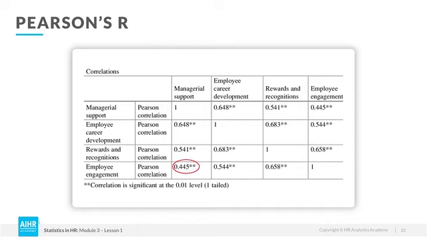Employee engagement is moderately correlated with managerial support, at a Pearson's R of 0.445 and a p-value of, again, less than 0.01. The other variables are, similar to employee career development and managerial support, also highly correlated with one another with a p-value of less than 0.01. The top right corner of the table is a direct mirror of the bottom left corner, meaning that when you're reporting your own output, you can leave these values out, as they are redundant information.